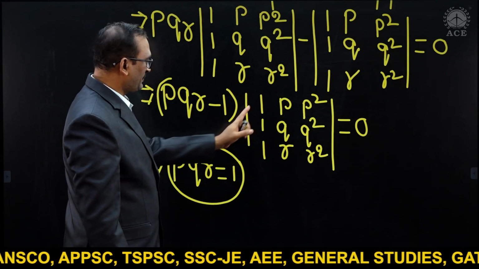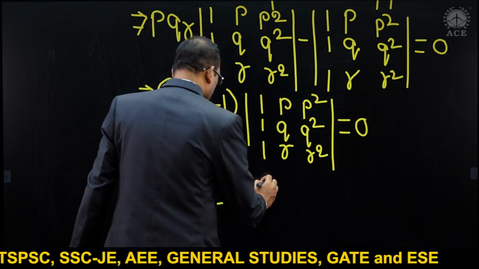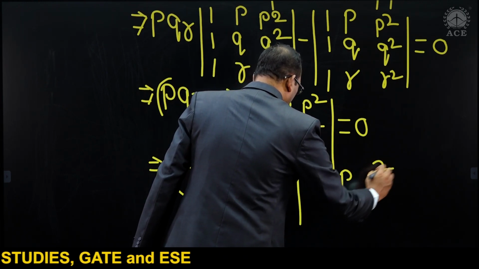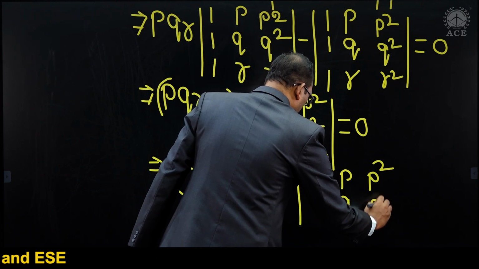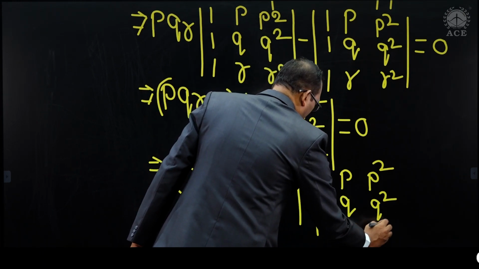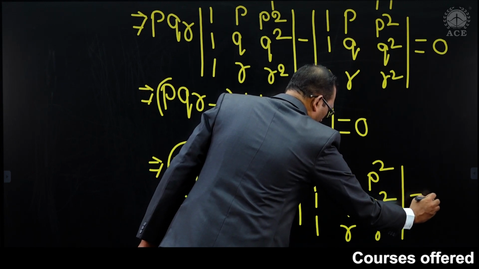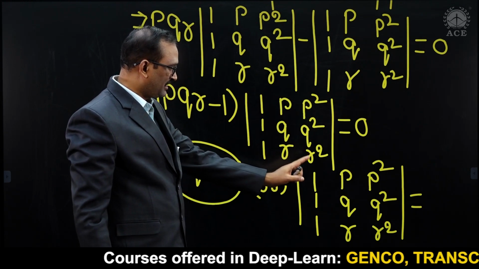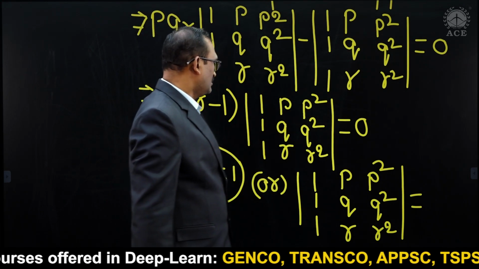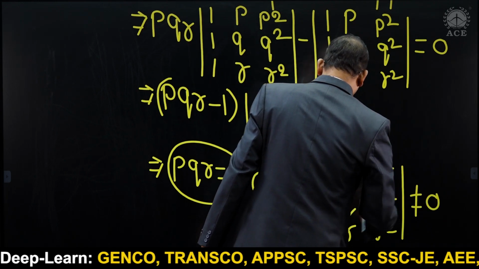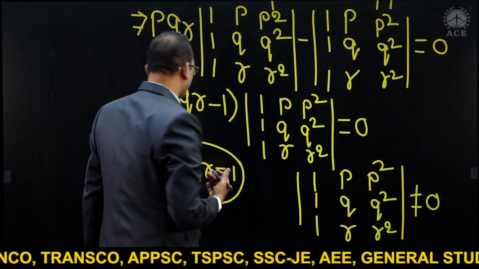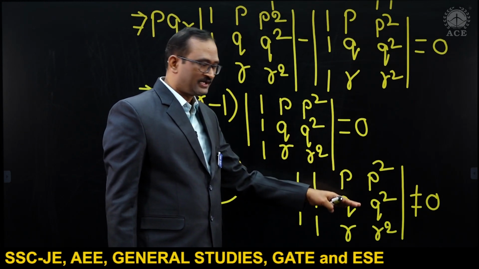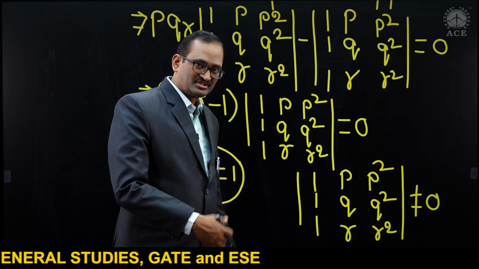That is one possibility. The other possibility is the determinant of this matrix, 1, P, P square, 1, Q, Q square, 1, R, R square, is equal to 0. As they mentioned in the problem, if P, Q, R are different elements, then the determinant of this matrix will not be 0. So it won't be 0. Then the possibility is PQR - 1 is equal to 0, so that PQR is equal to 1. If P, Q, R are different elements, it cannot be 0. You can cross check.